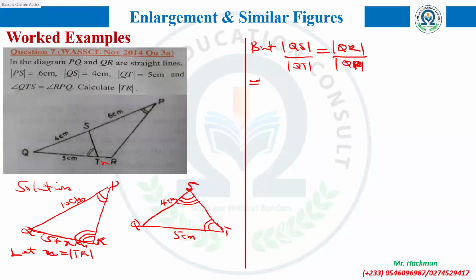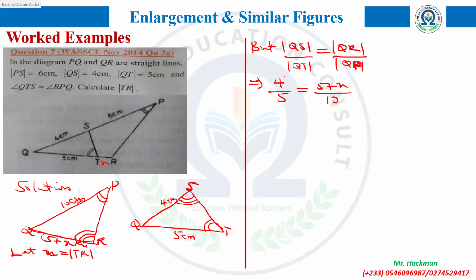So now this implies that you substitute. What is QS? We know QS to be 4. Ignore the unit for now. Over QT, QT is 5. And that should be equal to QR. Remember, we said it's 5 plus X. So 5 plus X, all over your QP, and QP is 10. So 10. At this point, you don't need my help. You should be able to continue from here. You can't simplify this, so we are left with cross multiplication.